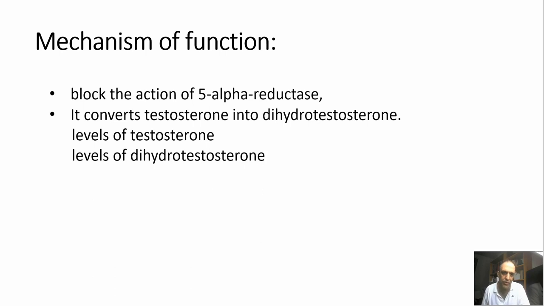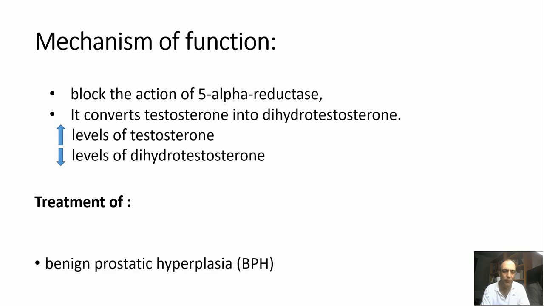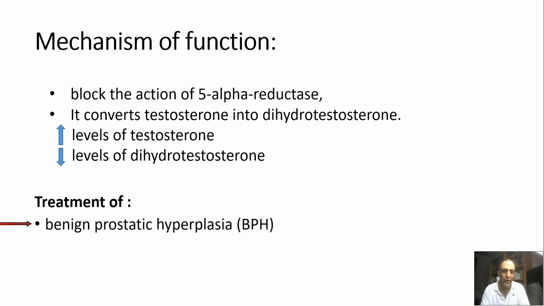In this situation, the testosterone cannot convert to dihydrotestosterone, and the level of testosterone will be increased, and the level of dihydrotestosterone will be decreased. As you know, dihydrotestosterone can cause benign prostate hyperplasia. It can increase the size of the prostate gland, and urination can be a problem in the male, and also without prevention it can cause prostate cancer in the future.